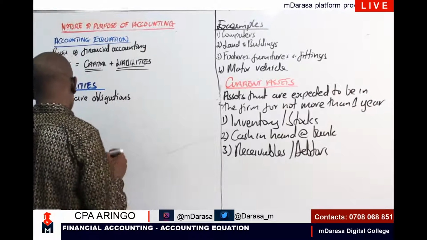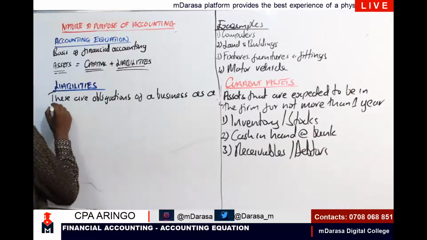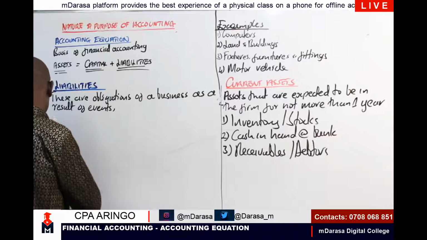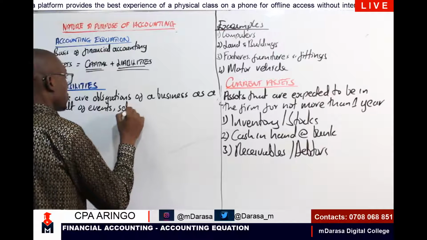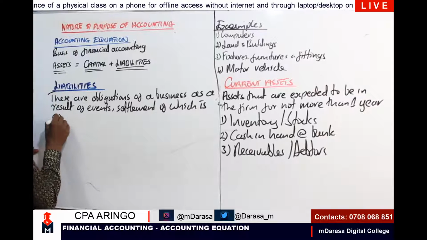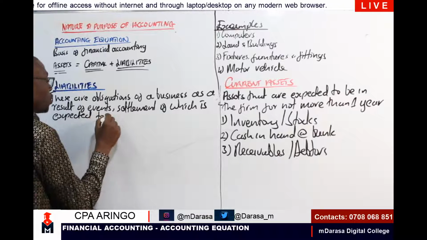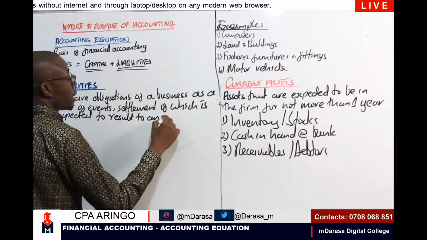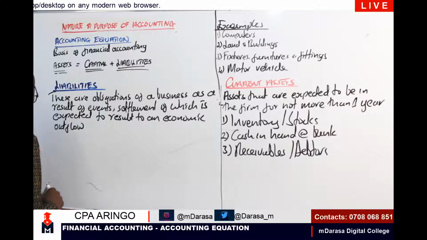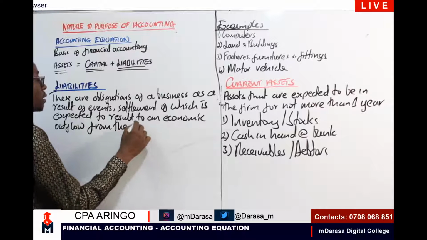These are obligations of a business as a result of past events, settlement of which is expected to result in an economic outflow from the firm.